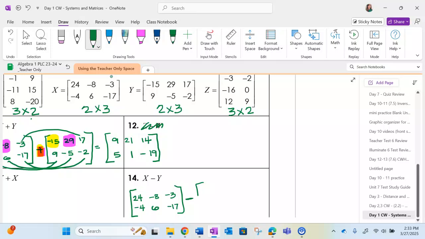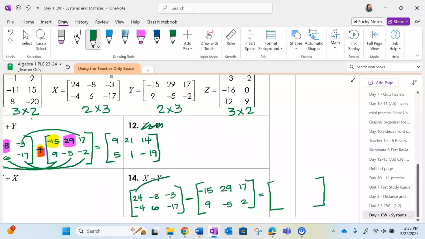Minus. This right here is what could be your demise. Really, don't forget there's a minus sign here. -15 and 9, 29 and -5, 17 and 2. So this is a 2 by 3, so we will be making a 2 by 3.